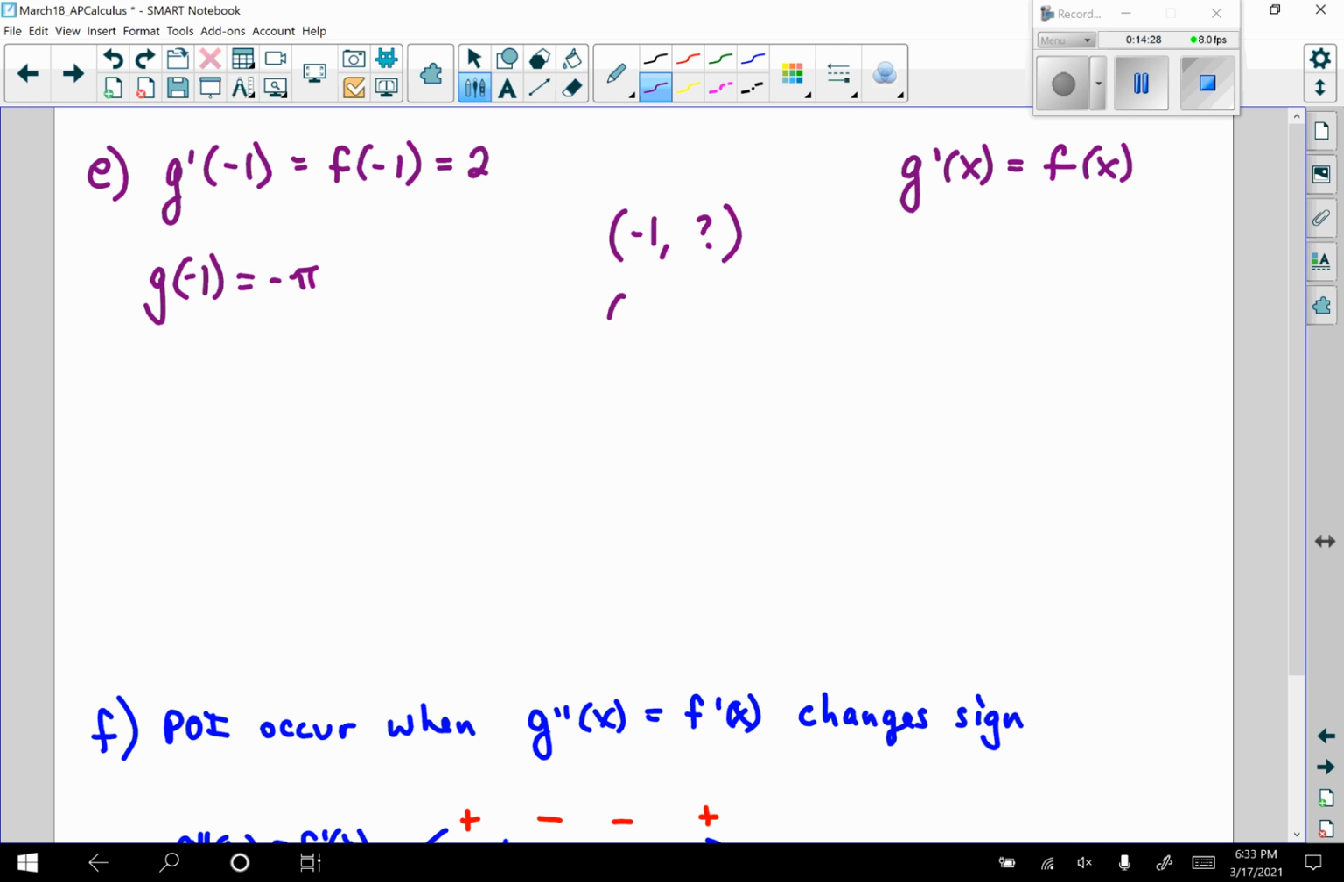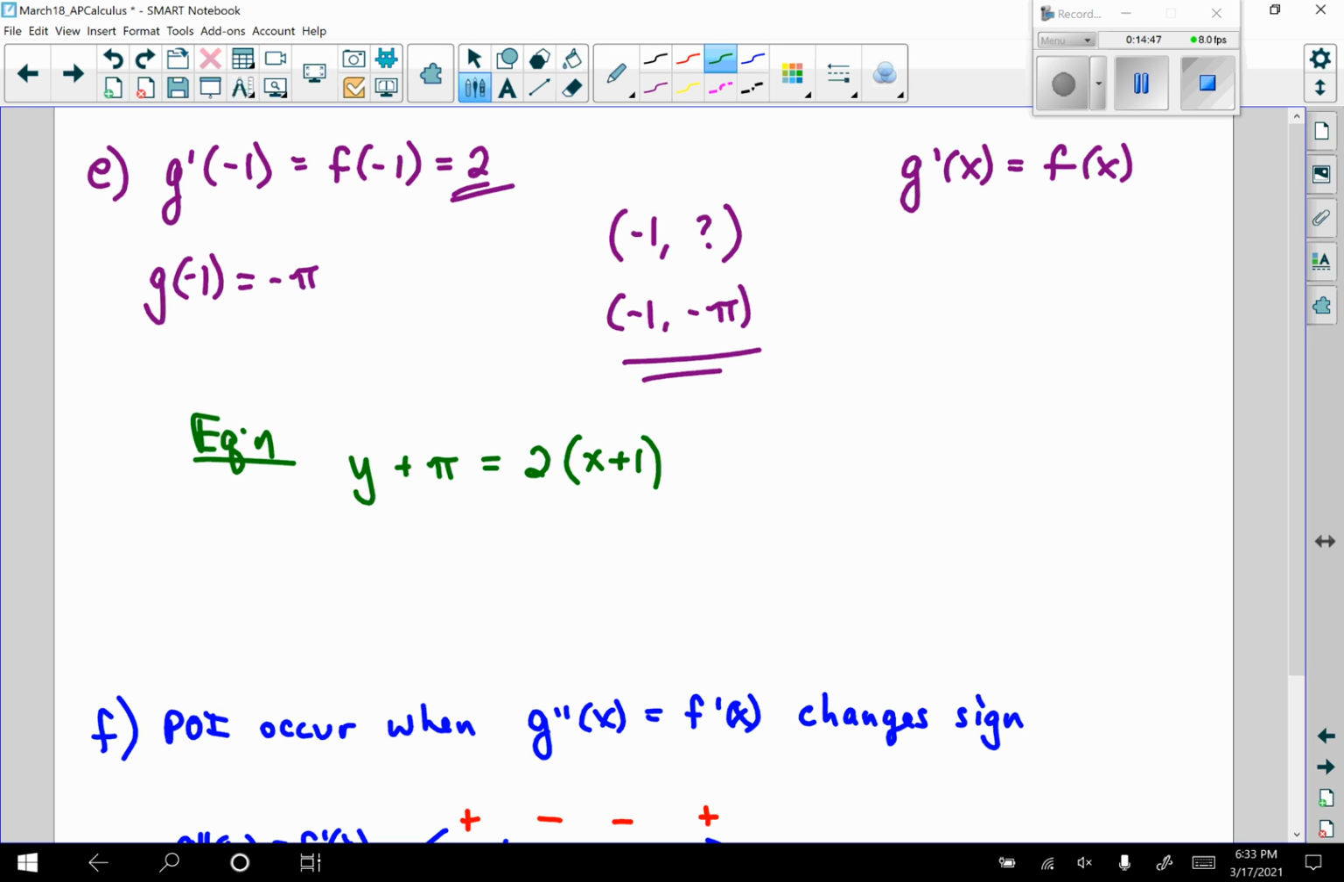So our ordered pair is (-1, -pi). Now we have the slope of our tangent line, and we have the point where it's tangent to the curve. So then our equation becomes y minus y1, so it becomes y plus pi, which is equal to our slope times x minus x1, so x plus 1. And we can leave it just like that.